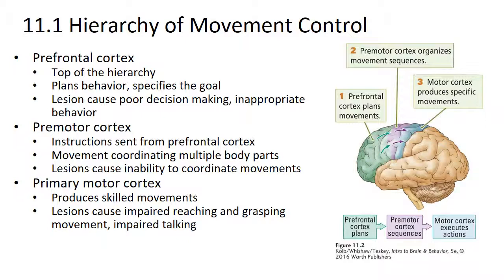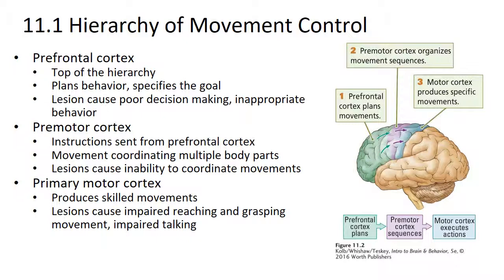There are 3 main sections of the frontal cortex, and each one has a different function in the motor system. The frontal cortex is used for a lot of different things, but motor function is one of the main things that happens there. The prefrontal cortex is the top of the hierarchy. That's the newest part of our brain in evolution. The prefrontal cortex plans motor behavior and specifies what the goal is. So if you're going to pick up a cup, the goal is that the cup gets into my hand.